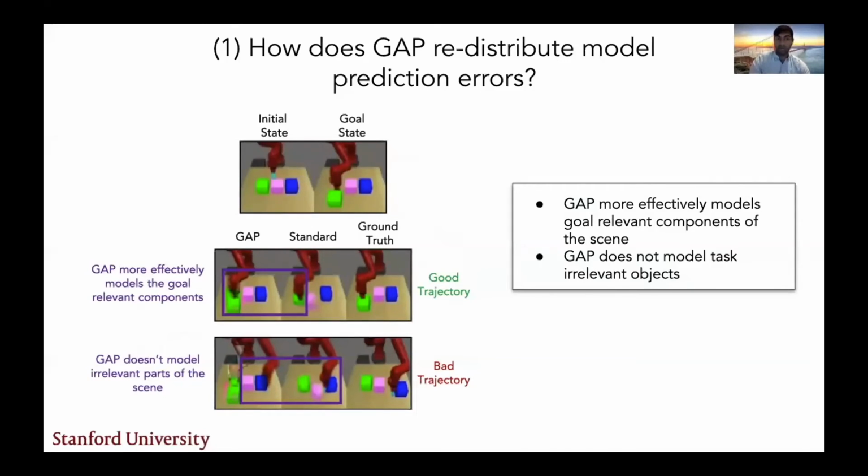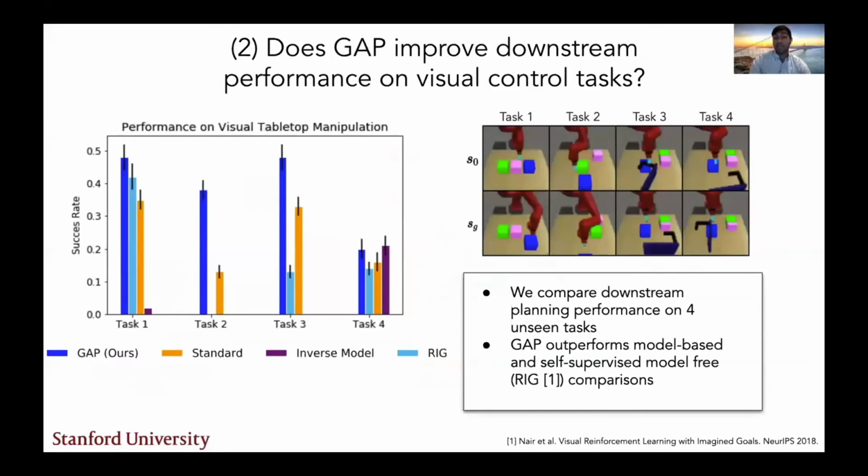Next, we examine if GAP improves downstream task performance on unseen tasks in a simulated manipulation domain, testing on the block or door manipulation task shown in the top right. We report the task success rate when used with sampling-based planning. We find that compared to the standard latent dynamics model, as well as the self-supervised model-based RL technique RIG, and a latent dynamics model learned with the inverse model objective, GAP is the strongest performing method.